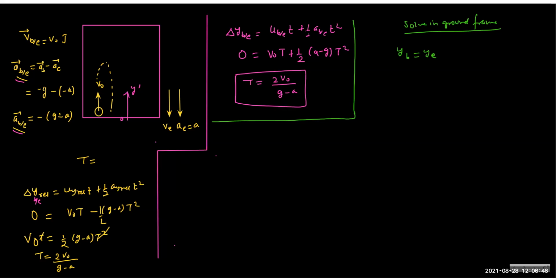Sir, I got the answer. So in ground frame, the answer is matching. Yes, sir, same answer: 2 V naught by g minus a. Correct.